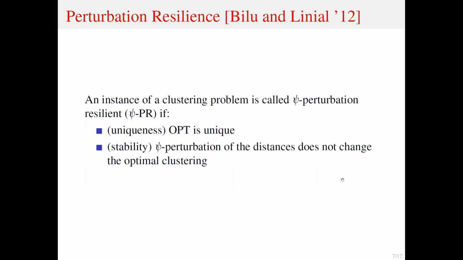In this work, we study the NUKC problem under perturbation resilience. And this is a notion of stability which was introduced by Bilu and Linial in the context of the maximum cut problem. In case of clustering, an instance is called psi perturbation resilient if, for some positive real number psi, there is a unique optimal clustering for the instance, and if we increase or decrease the distances by a multiplicative factor of psi, then the optimal does not get changed. And in the perturbation resilient version of a clustering problem, we assume that all the input instances satisfy this perturbation resilience property for some psi.